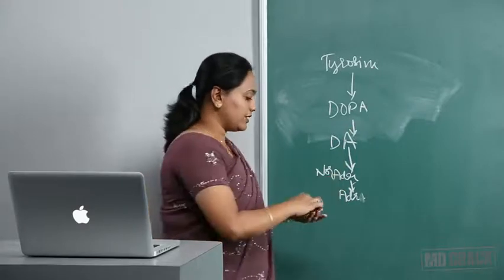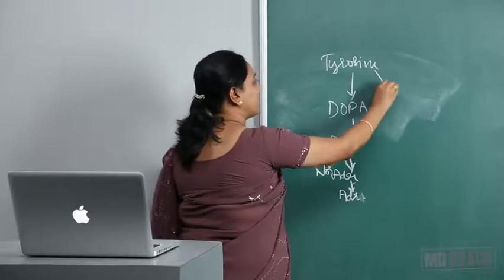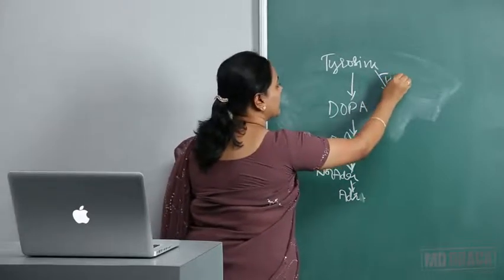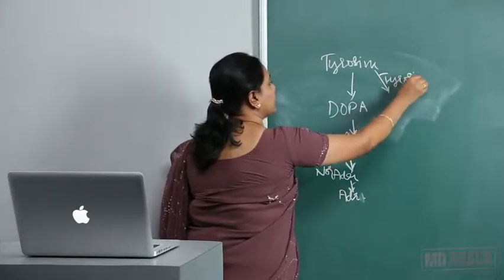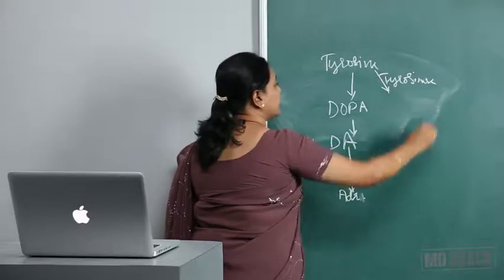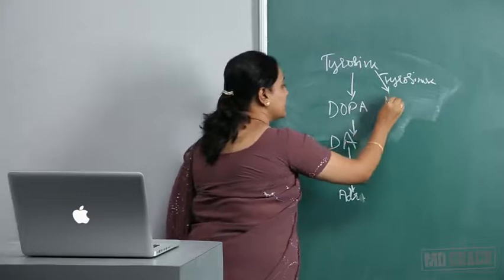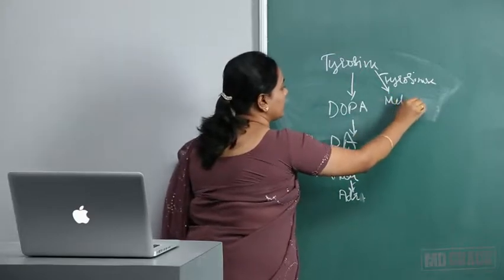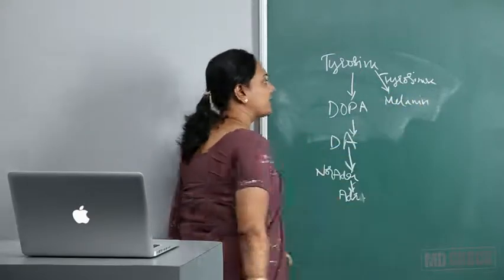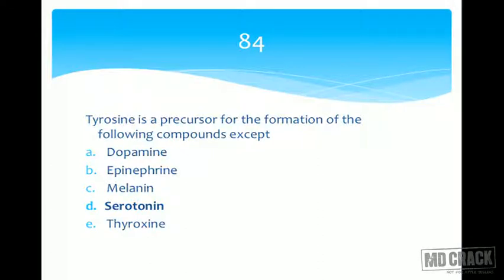Melanin, tyrosine is the precursor of the pigment melanin. Tyrosinase is the enzyme, which acts especially in the epidermal layer, the skin cells. That is where melanin is formed. Eumelanin, pheomelanin, there are different types of melanin, but the first enzyme is a copper containing enzyme, tyrosinase. Then serotonin is got from tryptophan and not from tyrosine.